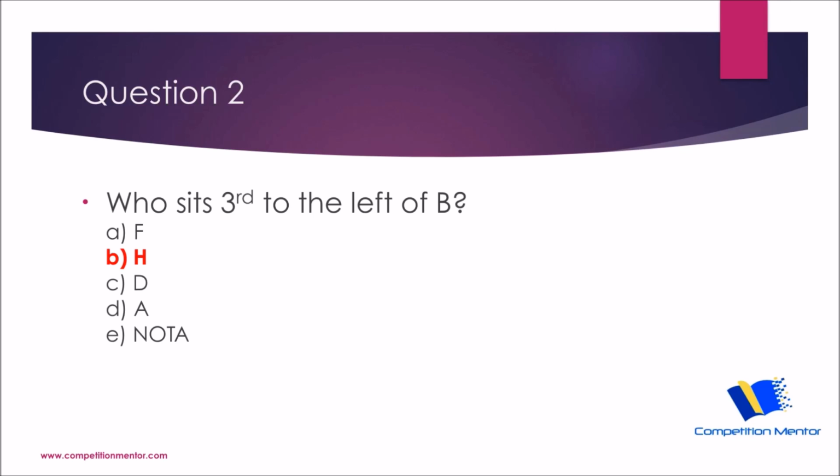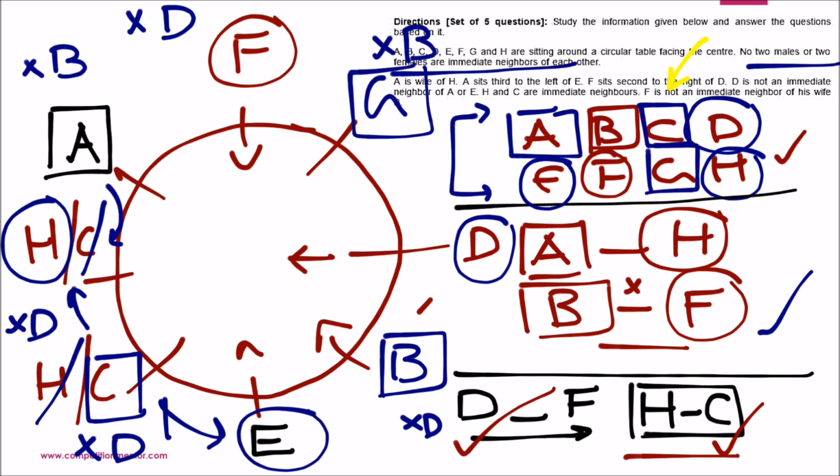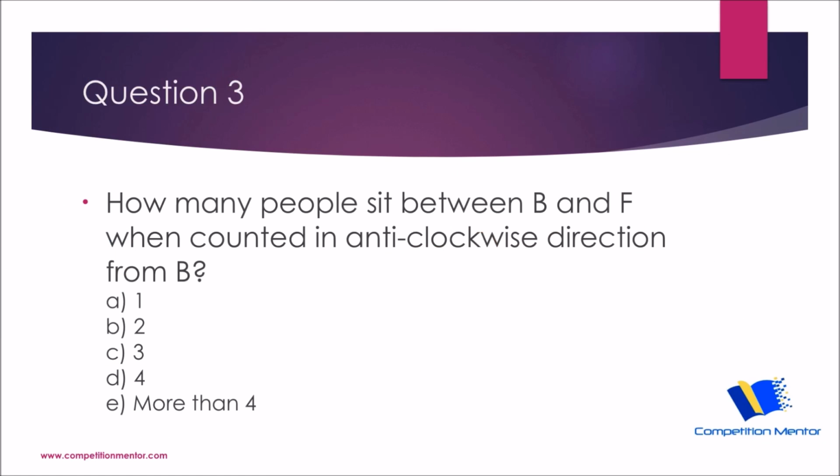So how many people sit between B and F when counted in anti-clockwise direction from B? So between B and F, we'll check how many people are there. B is here and F is here. So anti-clockwise, in this direction we will count. 1 and 2 people are there. So that is perfect. 2 is the answer. I hope there is no doubt. 2 is the answer. So B should be the answer.